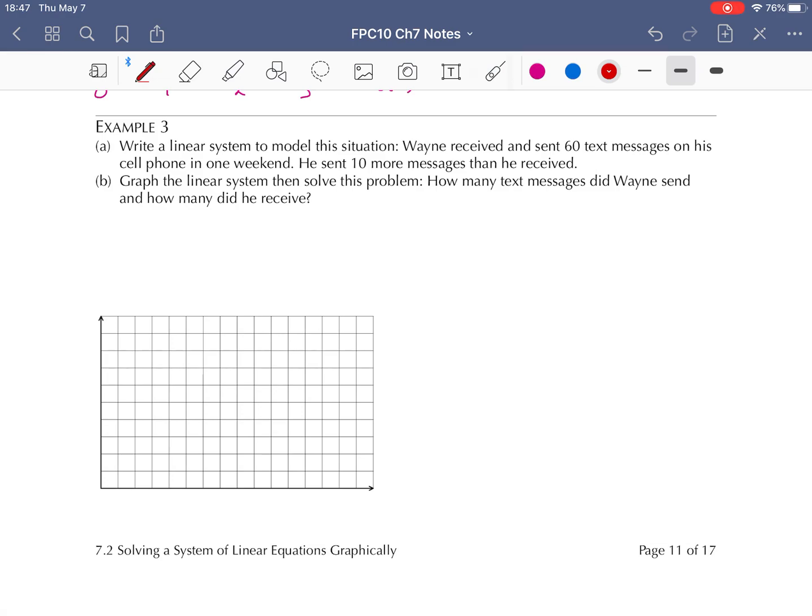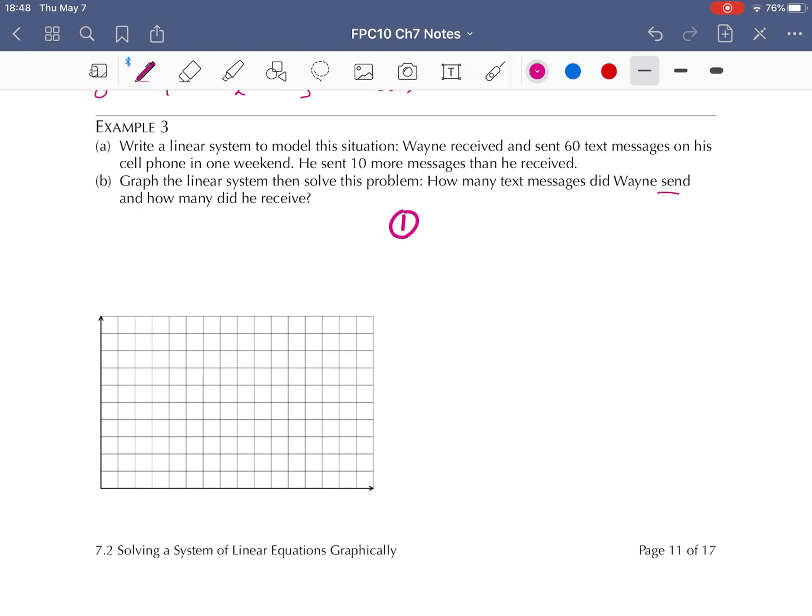Graph the linear system, then solve the problem. How many text messages did Wayne send, and how many did he receive? All right, so let's start off by going through the process to create the system of linear equations. Number 1, define the variables.